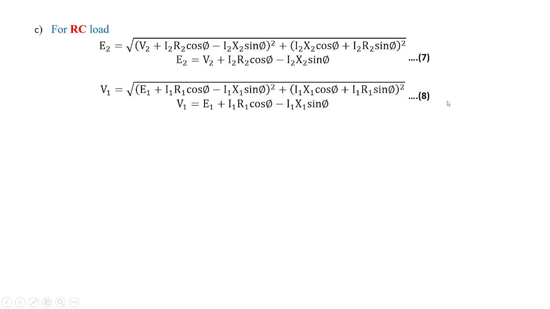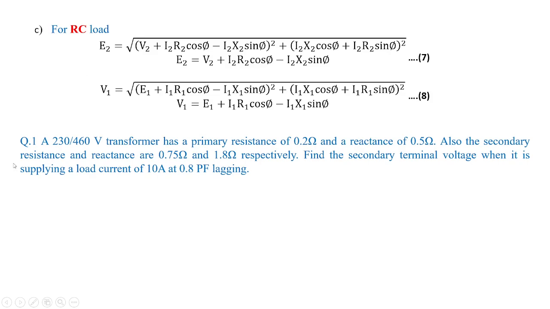So depending upon lead or lag conditions, we have the voltage and current relations, which are given by equations 5, 6, 7 and 8. So let us go with the first problem, where you have a 230 by 460 volts transformer that has a primary resistance of 0.2 ohms and reactance of 0.5 ohms, and the secondary resistance and reactance values are 0.75 and 1.8 ohms.